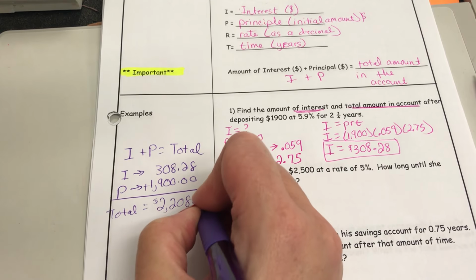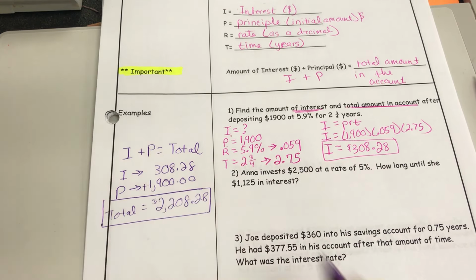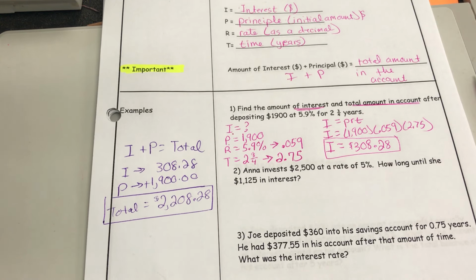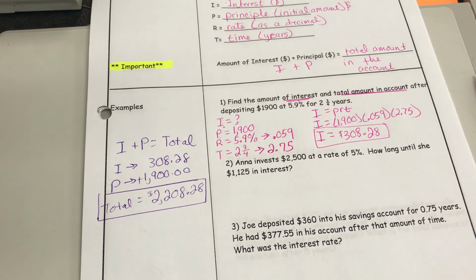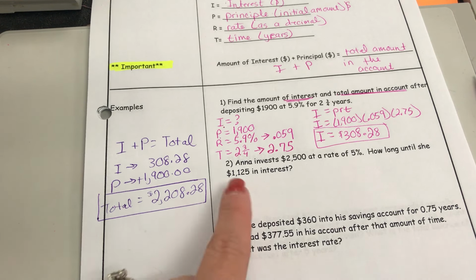$2,208.28. And remember, it's money, so two decimal places. So there's your second answer. Pretty simple, right? Simple interest, simple equation. Now, the next two questions are also easy. We just have to make sure we know what they are asking, and then we're all okay, all right? So let's look at it.